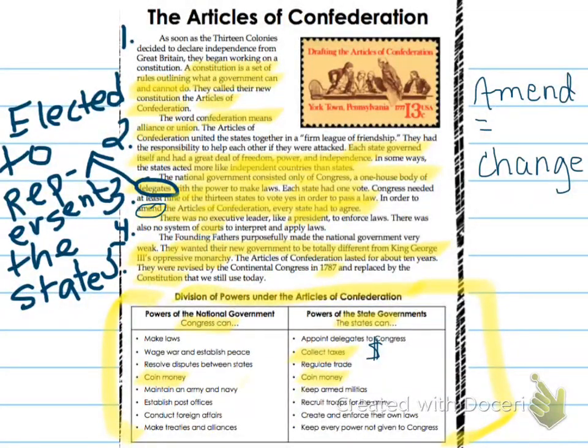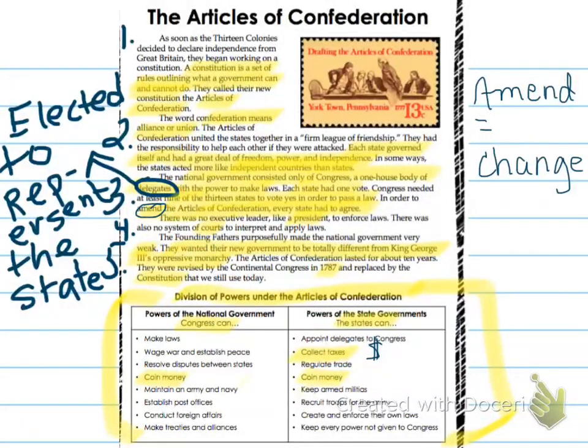Okay. Back on the Congress side, make treaties and alliances. So that means they can make deals with other countries. Back on the state side, it says keep every power not given to Congress. We'll have to find out what that one means.